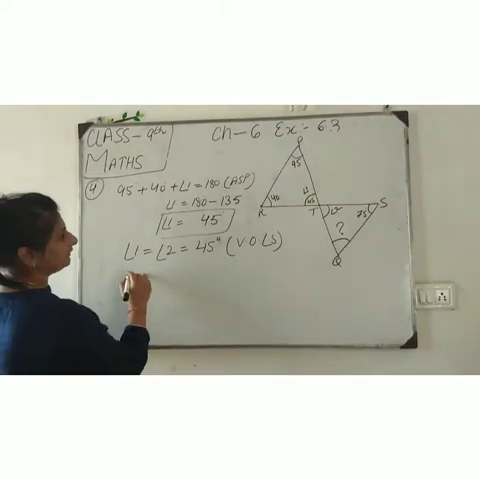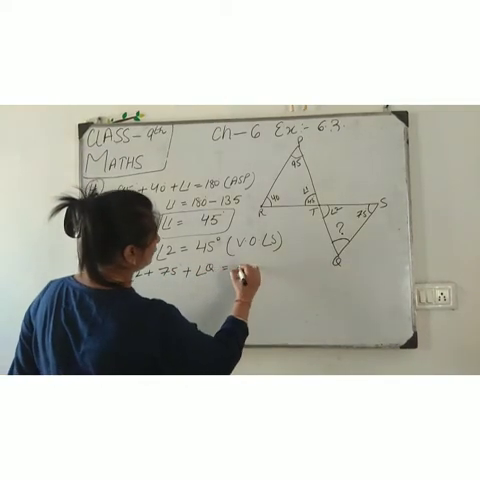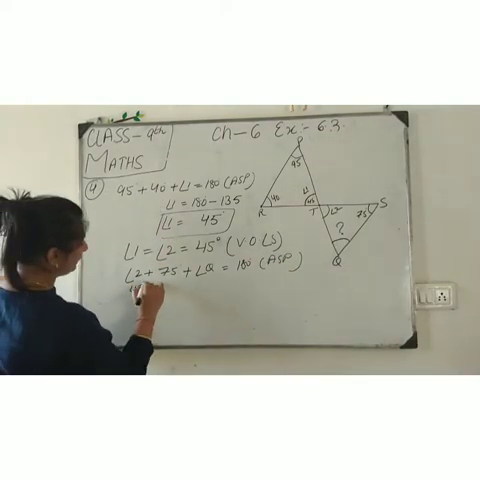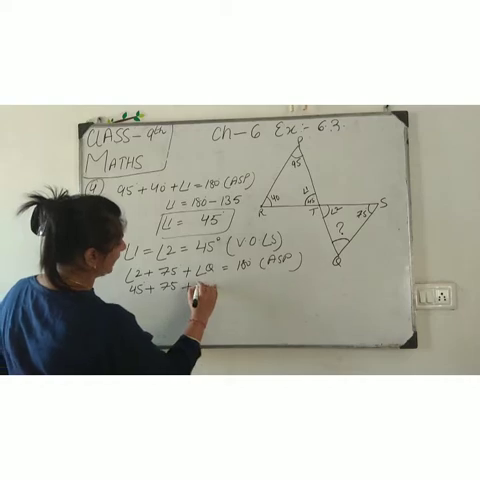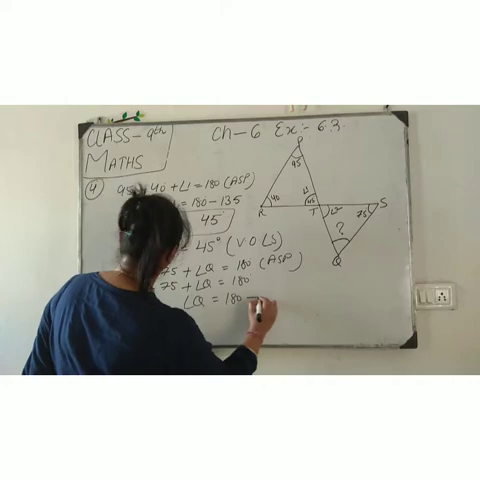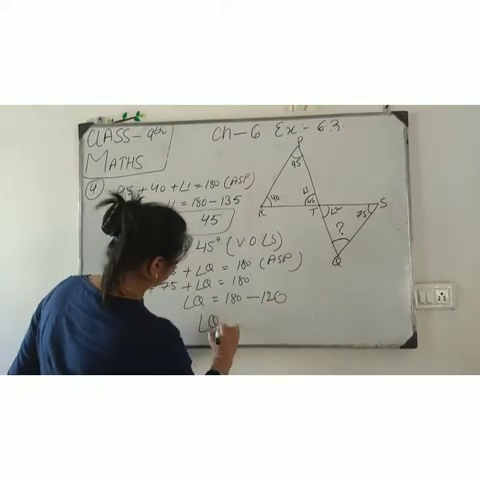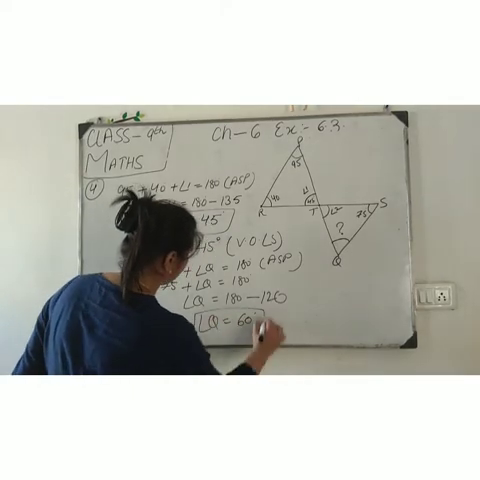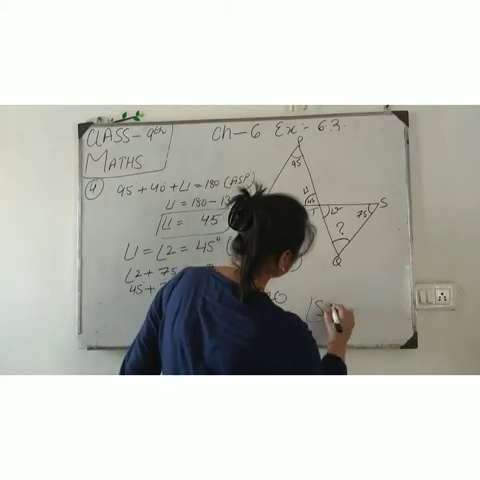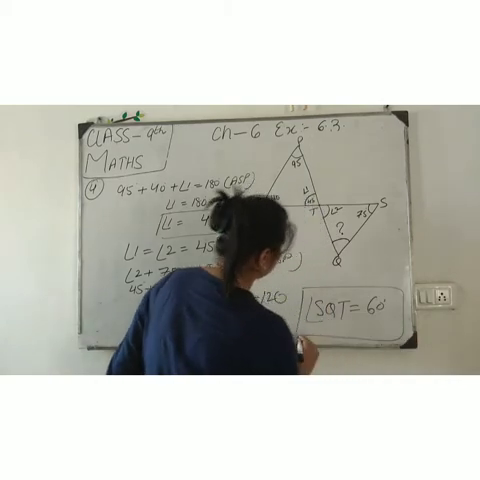So in the next line, angle 2 plus 75 plus angle Q equal to 180 degree. Reason: angle sum property. Angle 2 is 45, we already proved. 75, angle Q equal to 180 degree. Angle Q equal to 180 minus 120. So angle Q equal to 60 degree. So you write here angle SQT equal to 60 degree. Hence proved.